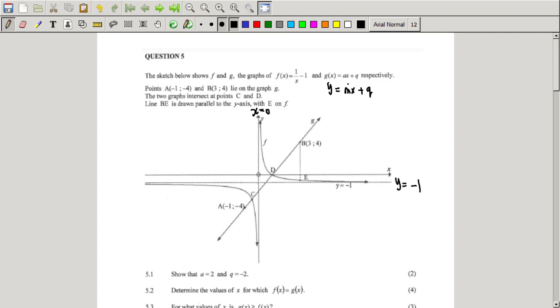It is in this form where a is the gradient, and q is the y-intercept.